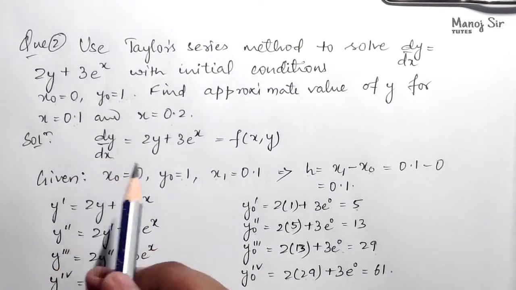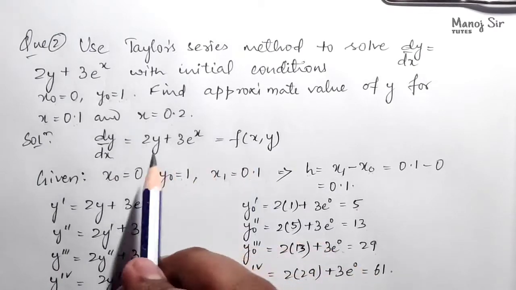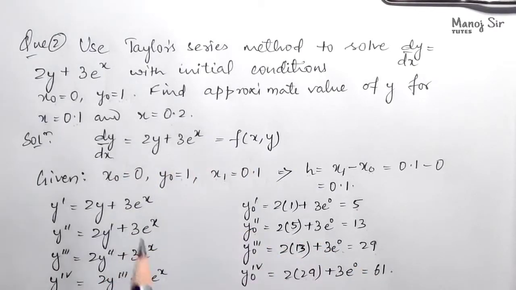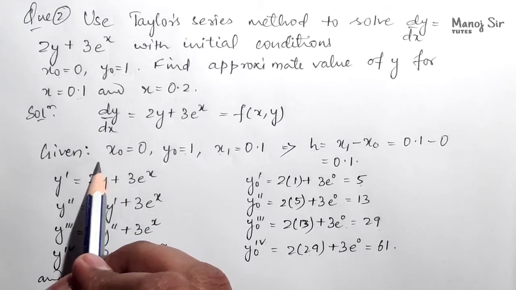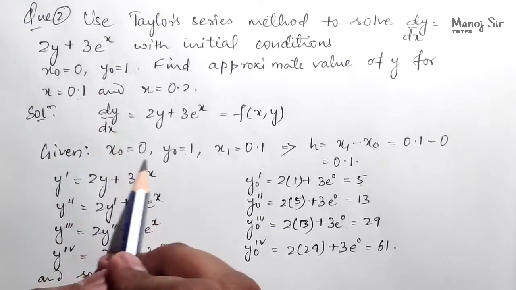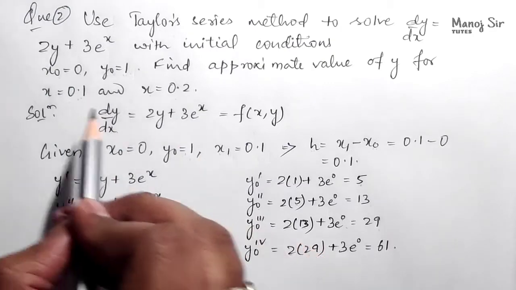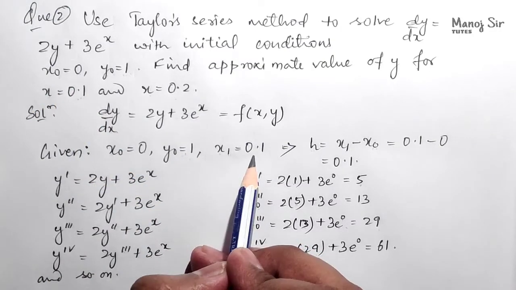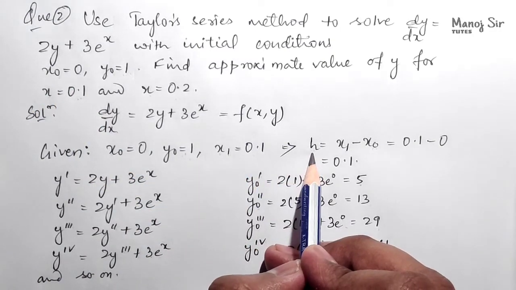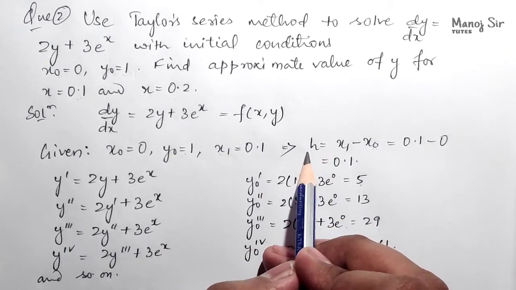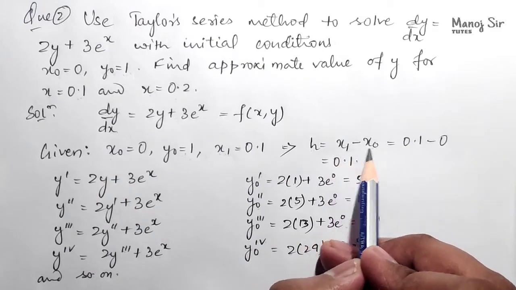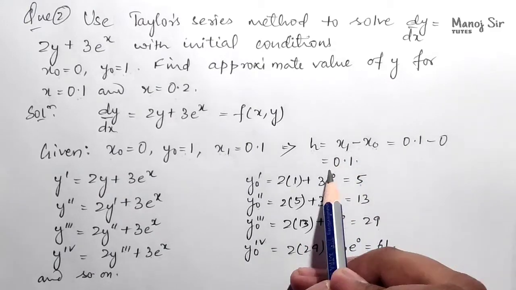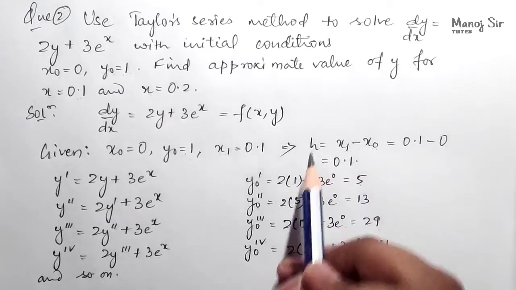dy/dx, which is a function of x, y, is given as 2y + 3e^x. Apart from this, x0 = 0 and y0 = 1 are given. Let's suppose this is the value of x1, so we can find the value of h. What is h? That is the interval size, x1 - x0, that is 0.1 - 0, that is 0.1. This is the value of h.